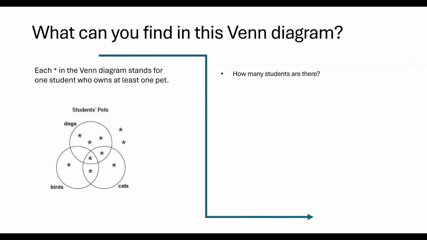Let's have a look at some of the questions that the diagram can help you to answer. The first question is, how many students are there? Can you actually answer that? Read the question again. Each of the stars in the Venn diagram stands for one student who owns at least one pet. So this question is easy, isn't it? All you need to do is count the stars. So you have 1, 2, 3, 4, 5, 6, 7, 8, 9, 10. There we are. We have 10 students. So yes, this question can be answered.